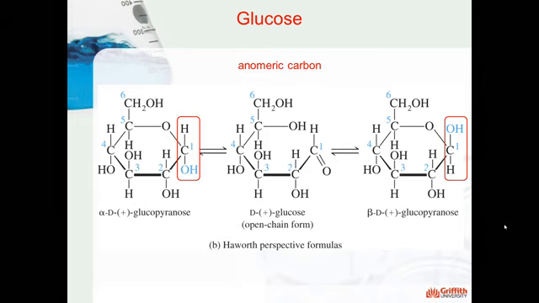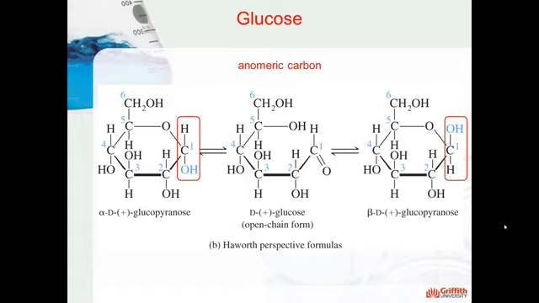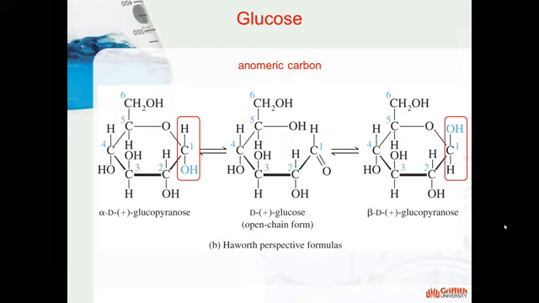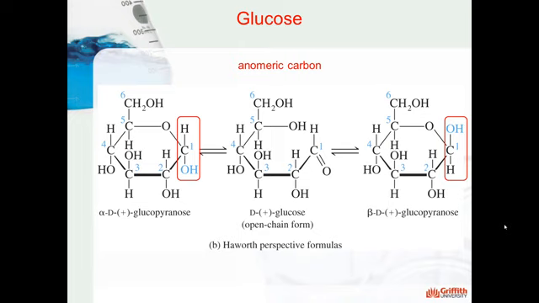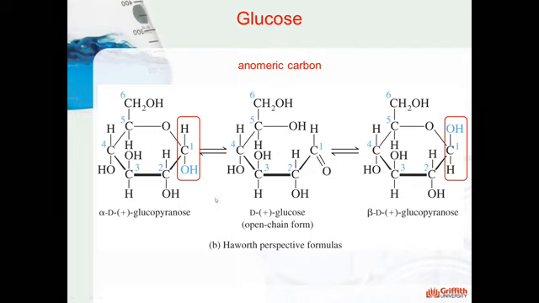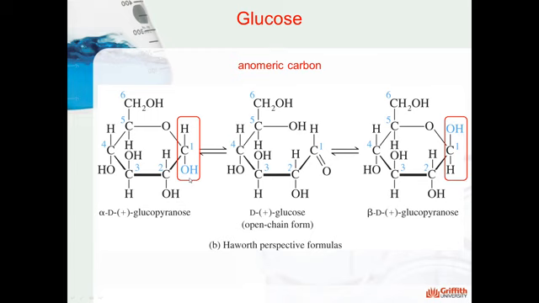Two cyclic isomers that differ only in their stereo arrangement about the carbon involved in mutarotation are called anomers. The alpha and beta forms are anomers. In alpha anomers, the hydroxyl group on the anomeric carbon is below the plane of the molecule. In the beta anomers, the hydroxyl group on the anomeric carbon is above the plane.